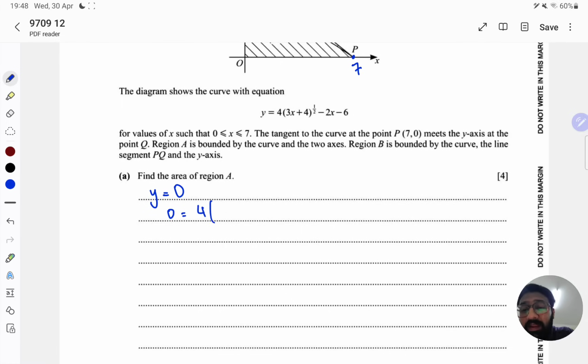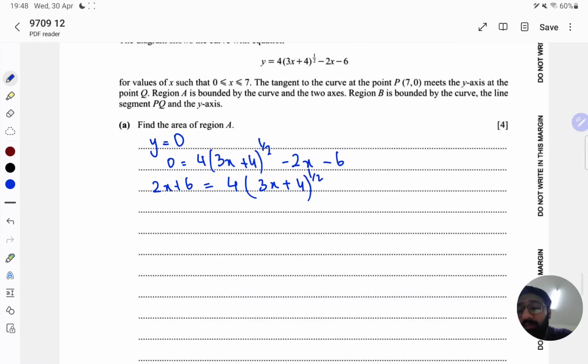It will be 4(3x + 4)^(1/2) - 2x - 6. So it will be 2x + 6 = 4(3x + 4)^(1/2). So we divide it. If we divide, we will have 0.5x + 6 divided by 4, which is 1.5, equals (3x + 4)^(1/2).